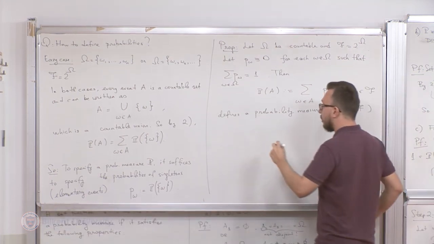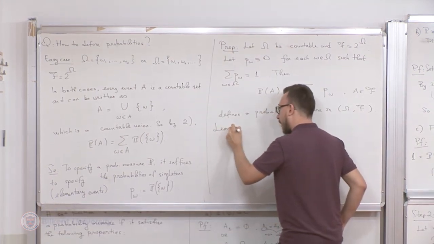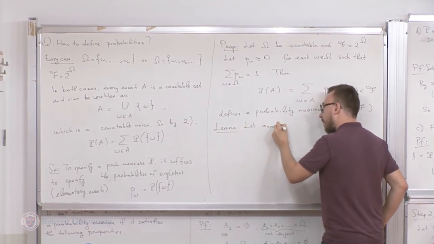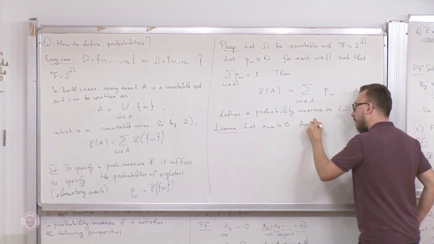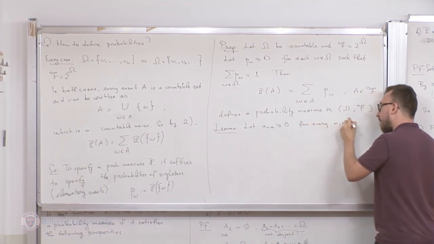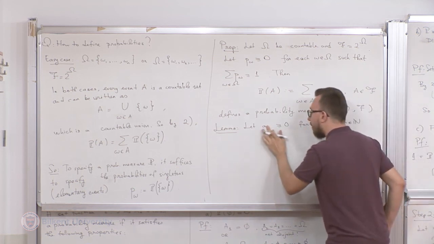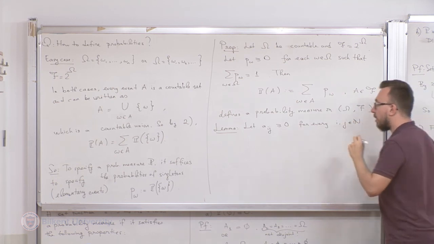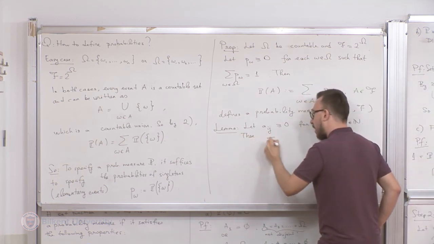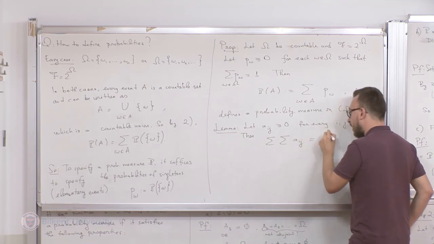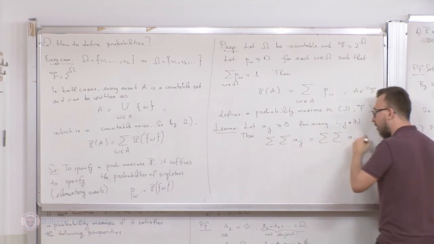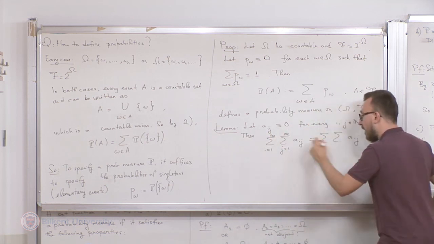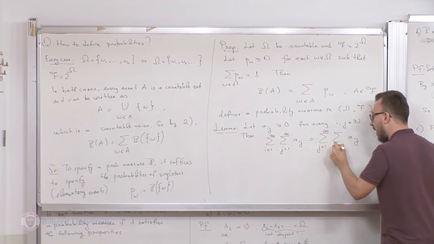A lemma. So here's a lemma. Let A_ij be a positive number for every i, j. So then the double sum of A_ij is equal to the double sum of A_ij in the opposite order. So i from 1 to infinity, j from 1 to infinity, equals j from 1 to infinity, i from 1 to infinity.